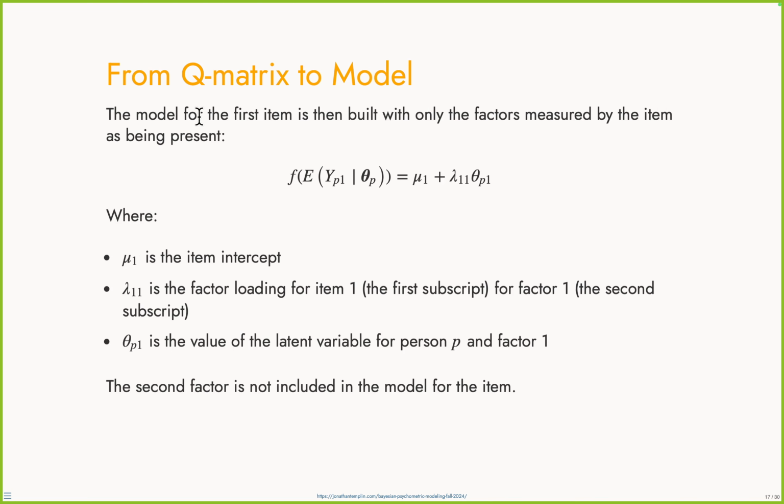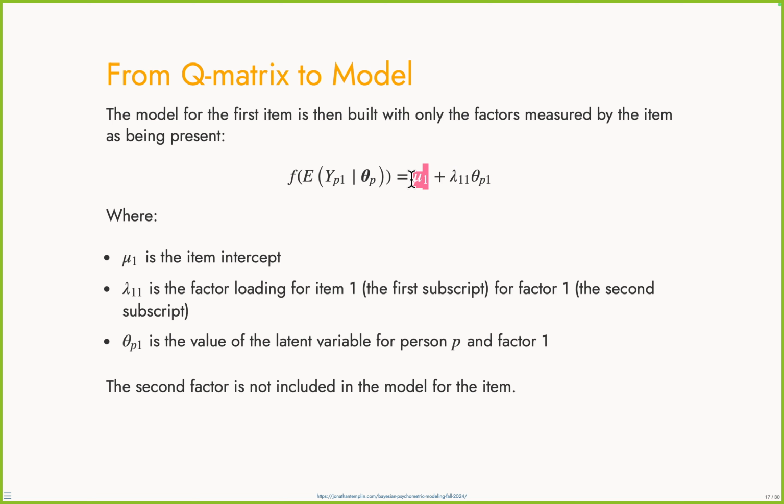All right. The model for the first item is then built with only the factors measured by the item being present. So this is our model right here. The left-hand side, again, is a function of the mean of the observation. The right-hand side has a few parameters. These parameters have different Greek characters than we would see in a linear regression. However, they are almost identical to a linear regression or regression model's coefficients. In that, mu is often used to describe an item intercept.